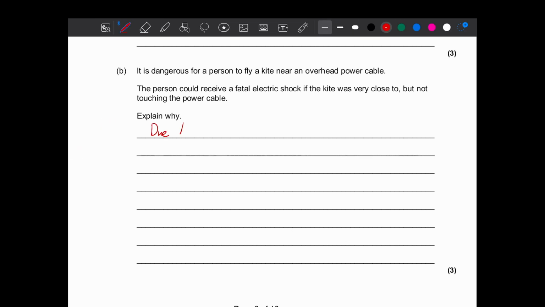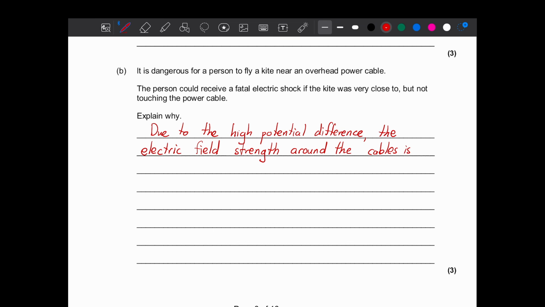So, due to the high potential difference, the electric field strength around the cables is very high. So that would get you 1 mark.